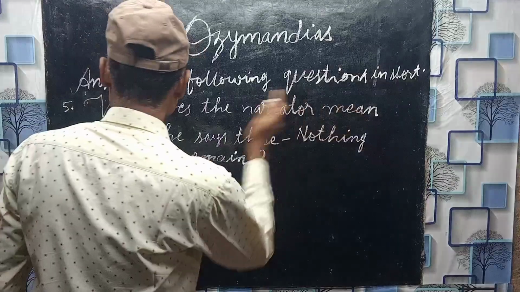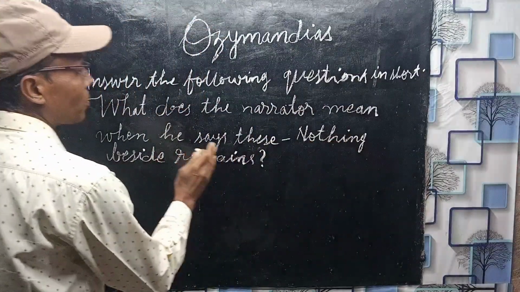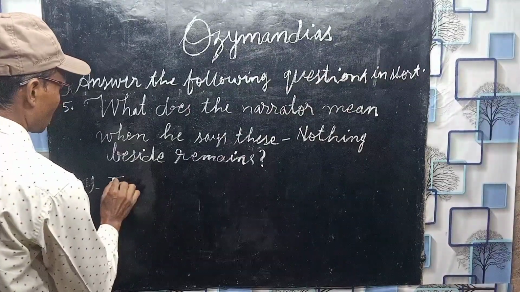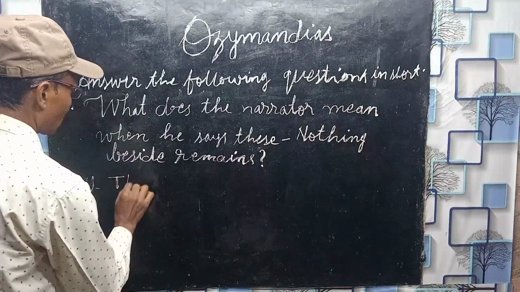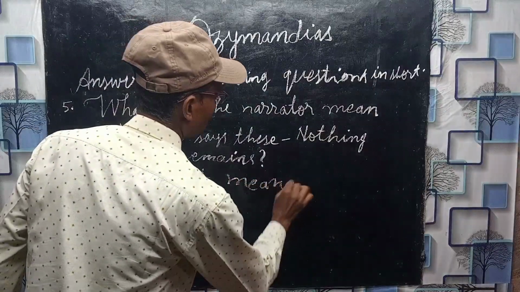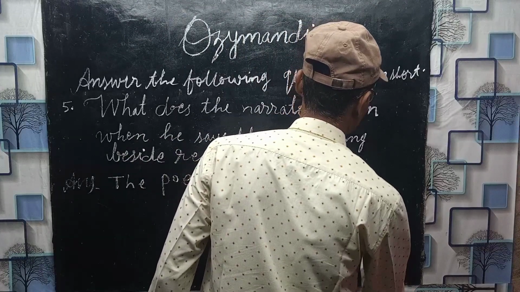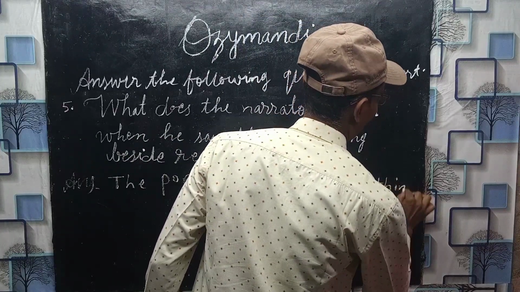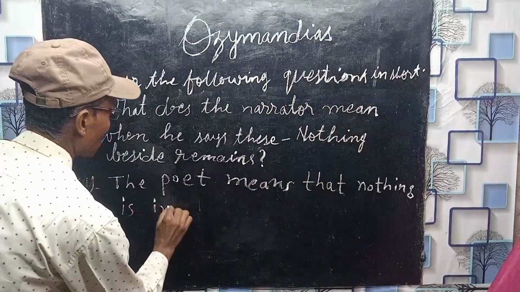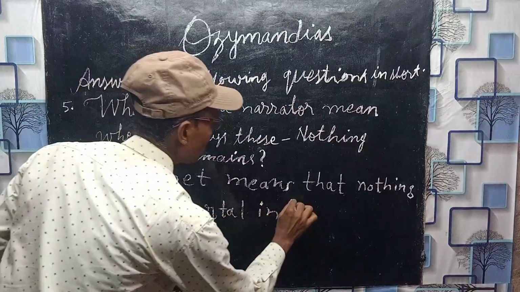What does the narrator mean when he says this? "Nothing beside remains." The poet means that nothing is immortal in this world.